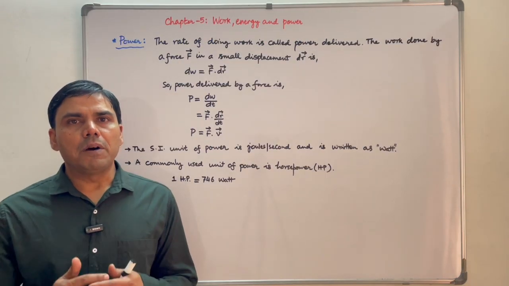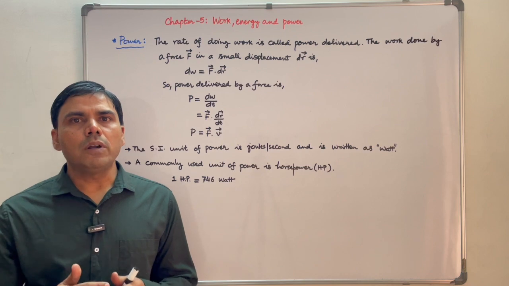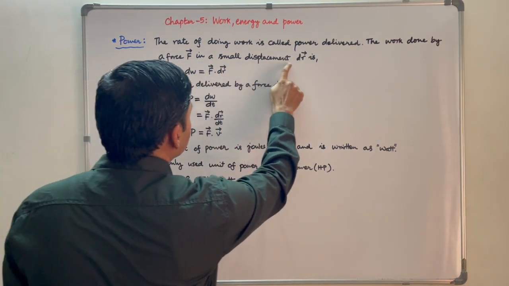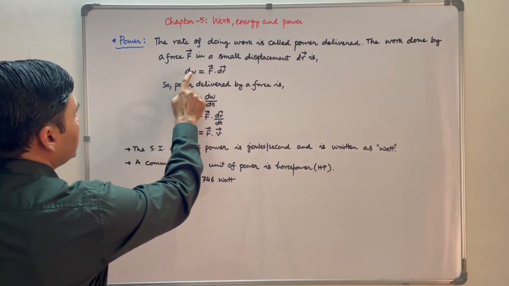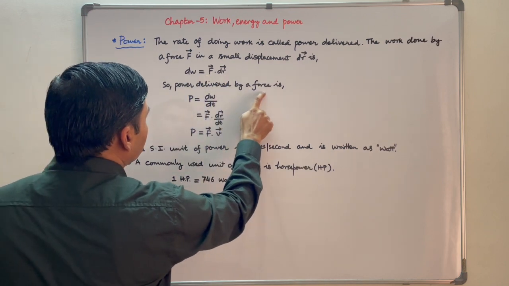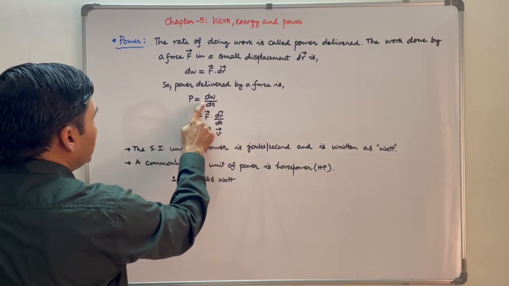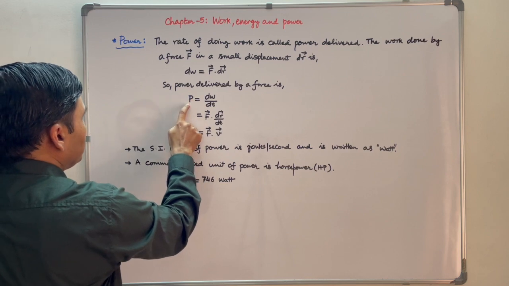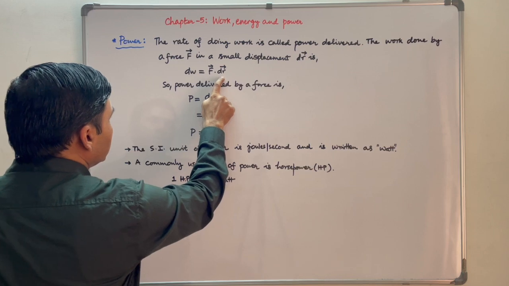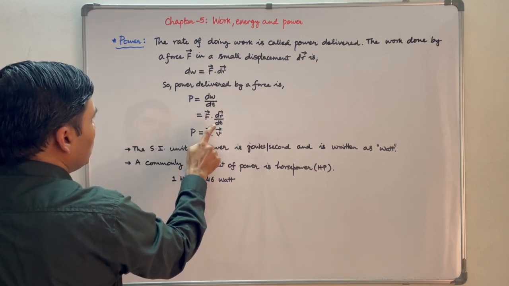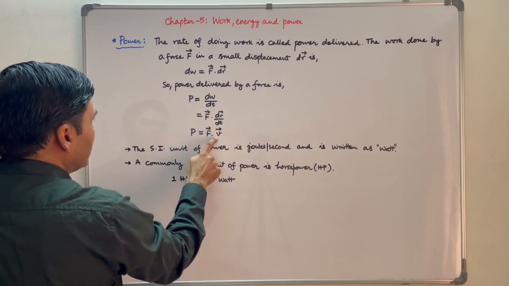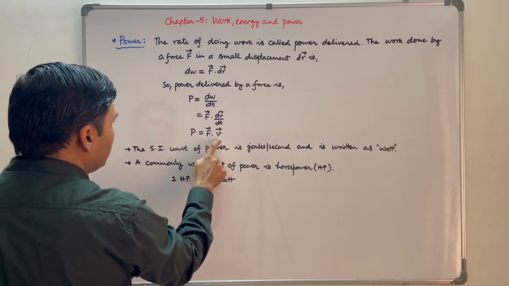Now let us talk about power. The rate of doing work is called power delivered. We know that work done by a force F in a small displacement dr is given by the formula dW is equal to F dot dr. So power delivered by the force will be dW by dt, and that is represented by letter capital P. From here dW by dt is equal to F dot dr by dt, and dr by dt is equal to velocity v, because rate of change of displacement is velocity. So power P is equal to F dot v.